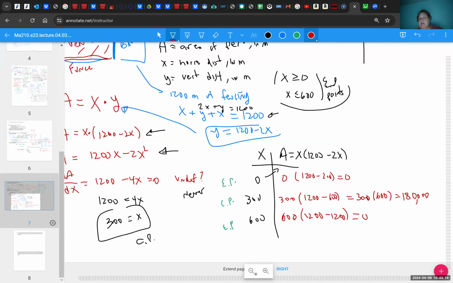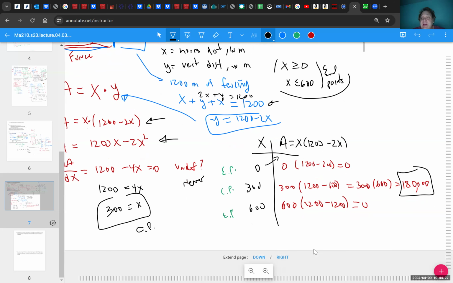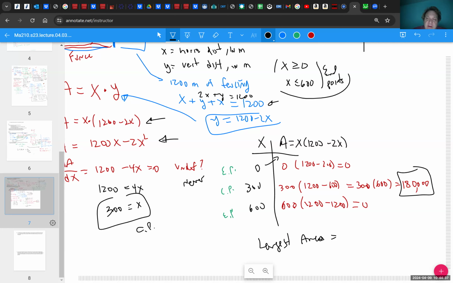We are looking for the largest possible area. Well, of these possible largest areas, it's got to be this one. This is the only one that's not even 0, right? So the largest possible area is 180,000 square meters. Largest area equals 180,000 square meters.